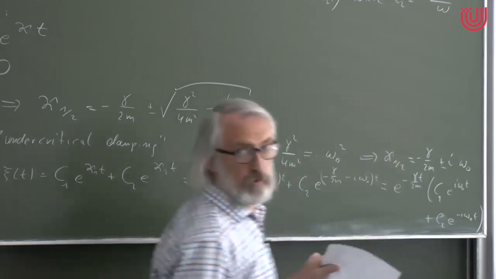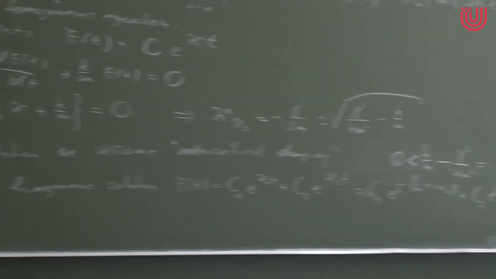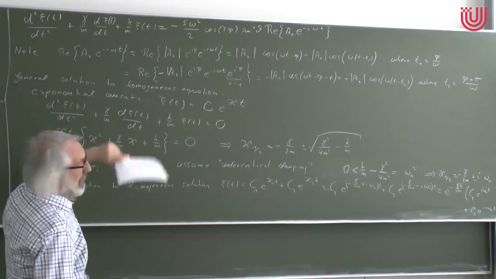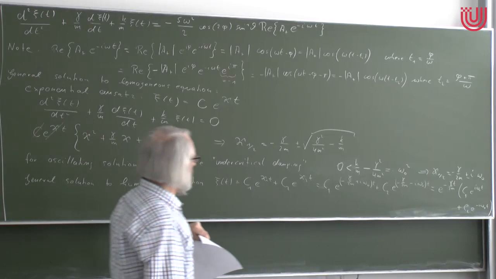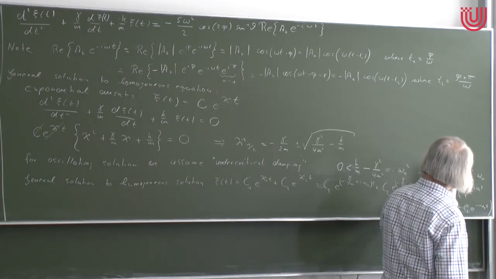Of course, I assume that gamma is positive. I have a damping, not something which increases the amplitude. So gamma must be positive, then I get a damping. If I write this on the right-hand side, then I have minus gamma over m times the velocity. So it's counteracting the velocity. So this is decreasing.